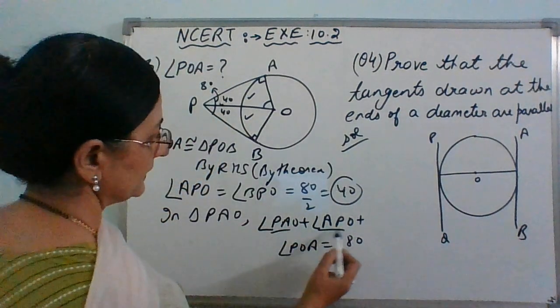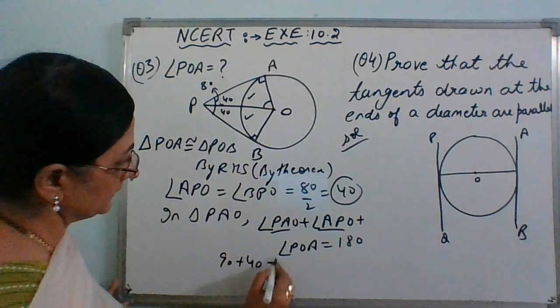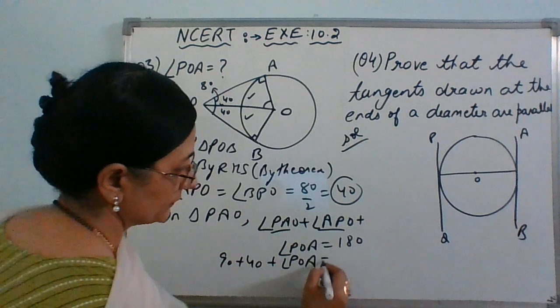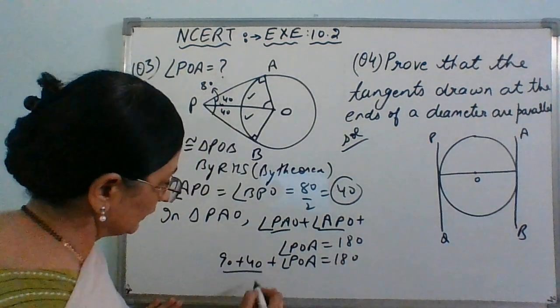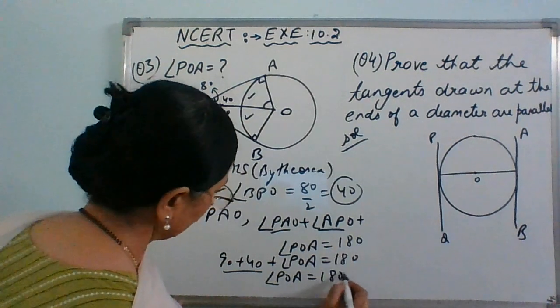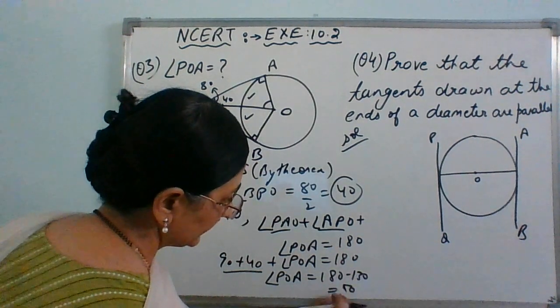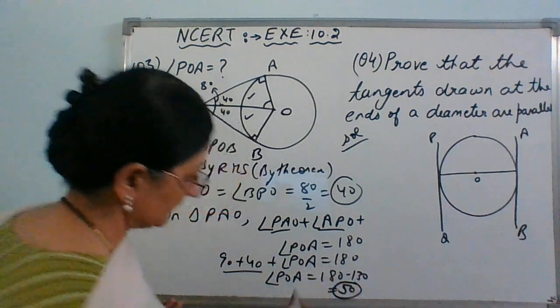Out of these we have all except this one. PAO is 90 degrees, APO is 40 degrees, and POA we are supposed to find. So just do the total, this is 130. So POA will be equal to 180 minus 130, that is 50 degrees. So what is the answer here? That is 50 degrees.